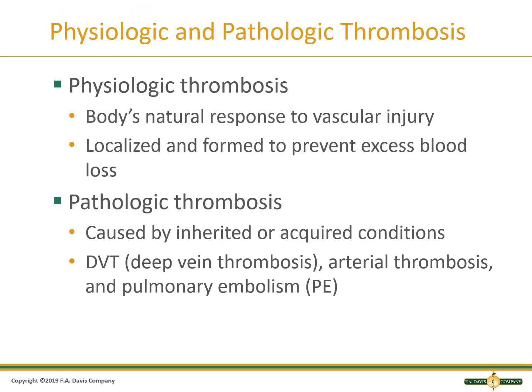The physiologic thrombosis is due to the body's natural response to a vascular injury. It's normally localized and it forms to prevent any type of excess blood loss. A pathologic thrombosis is going to be caused by an inherited or an acquired condition. A DVT or deep vein thrombosis, arterial thrombosis, or a PE is going to be tied to some sort of inherited or acquired condition.